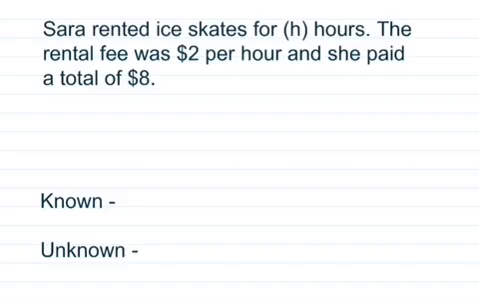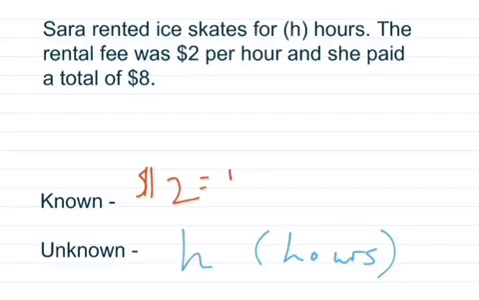Let's try this one. One more. Sarah rented ice skates for H hours. H hours is going to be an unknown. The rental fee was $2 per hour, and she paid a total of $8. Well, I told you at the beginning, H is an unknown. H represents hours. We do not know how many hours she rented skates for. We know it's $2 equals the rental fee, and we know that $8 she paid a total of $8.